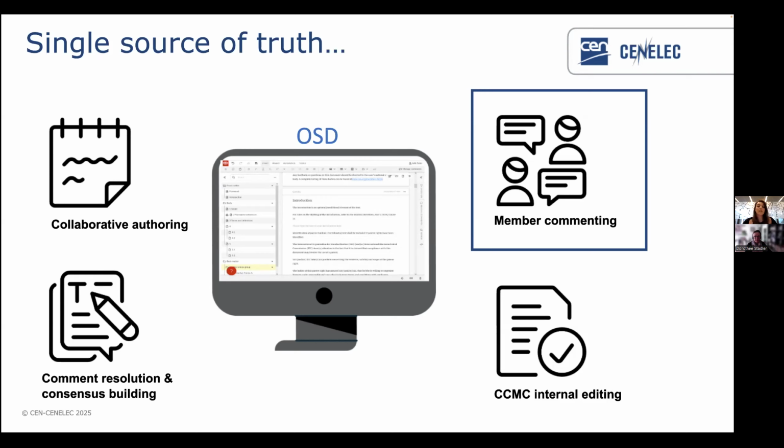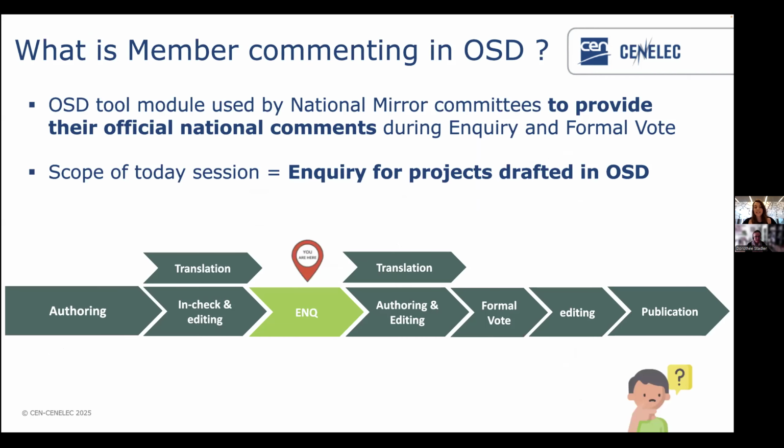As I mentioned, today we're going to focus on the member commenting. The member commenting is a module that will be used by National Mirror Committees to provide their official national comments during inquiry and formal vote. The scope of today's session is the inquiry for projects that are drafted in OSD. This point is also important: as you've seen on the previous slide, it was all about having the whole drafting process in OSD, so this module is only for projects that have been drafted in OSD.